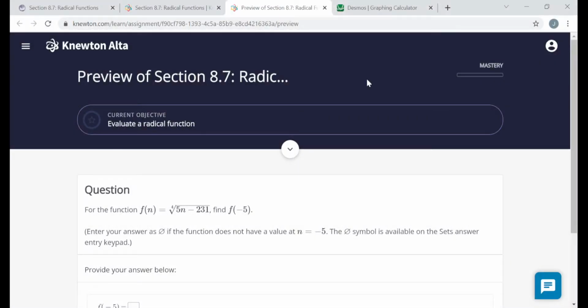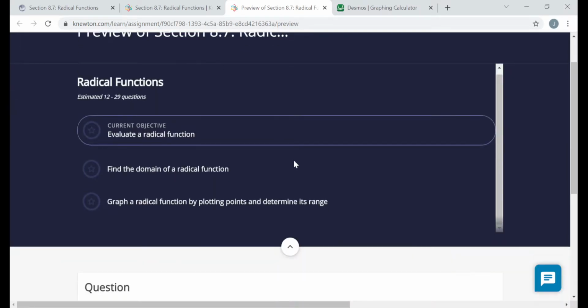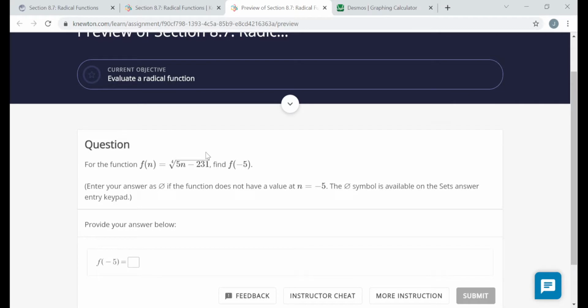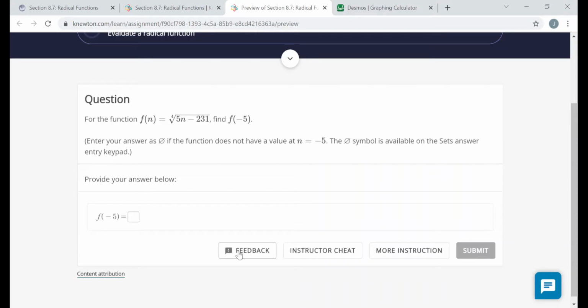Alright, so here is the assignment page. You will not see the words "preview of", you'll just see the title of the assignment, the mastery bar up here telling you how far along you've gotten, and the objectives. It looks like there are 3 objectives in this particular assignment. Then you have your questions related to a certain objective. Beneath each question there should be a feedback button, where you can send feedback to Knewton. You will not see this instructor cheat button, which is for instructors only.